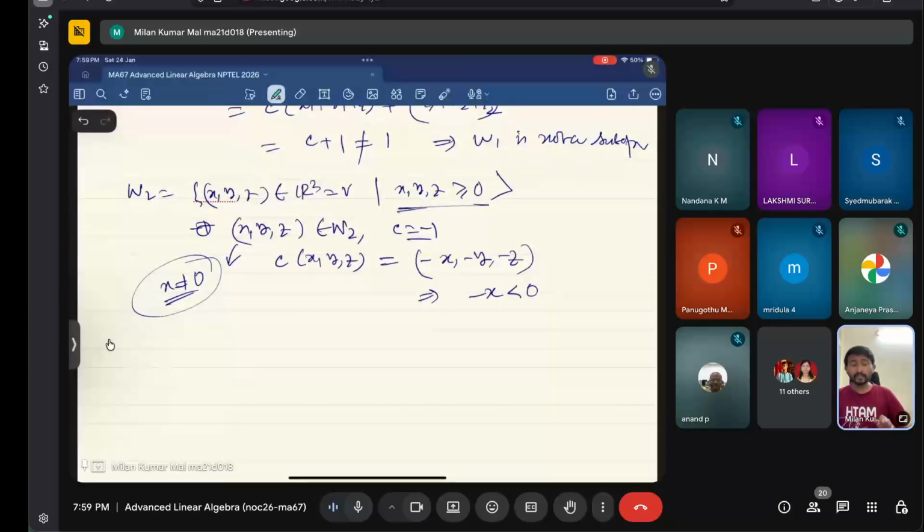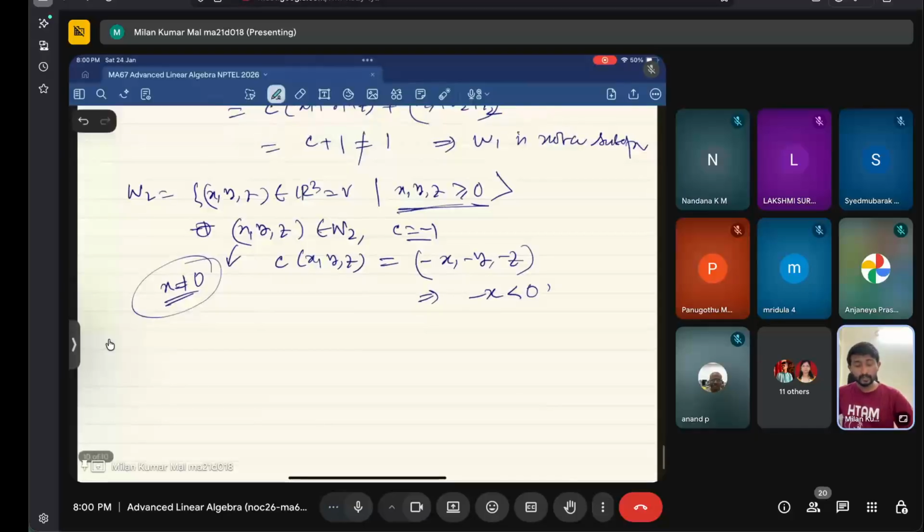Positive also can be, but here I am taking that x is not positive. Sorry, not 0 but positive. So that's why it's making minus. So that's why that is not in W2. So that says W2 is not a subspace.